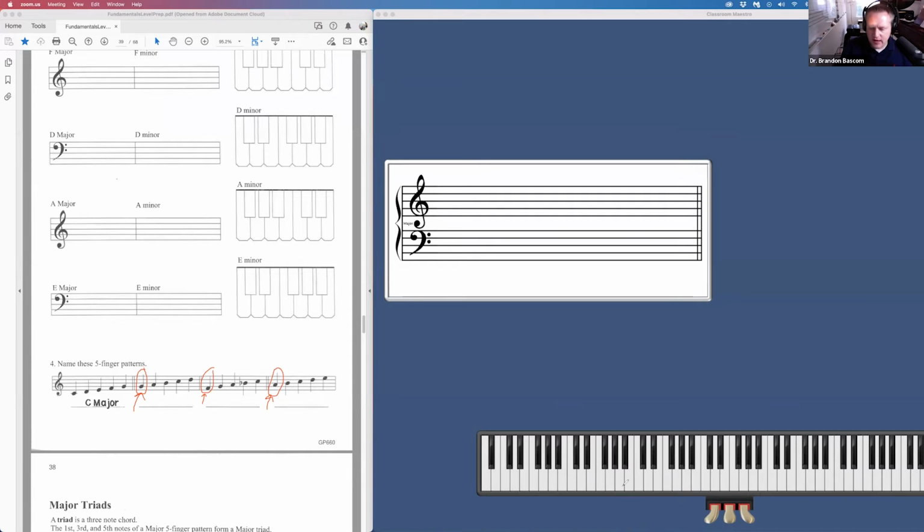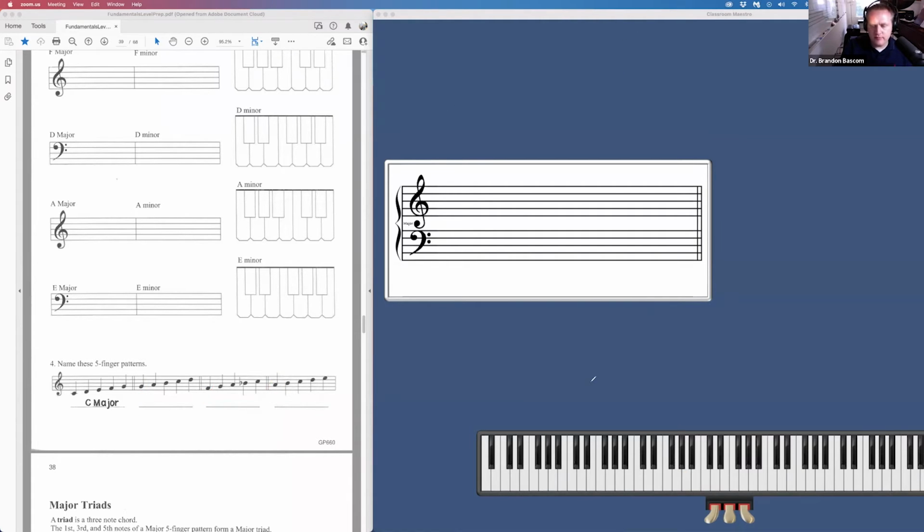So here we have an A. Next is a B. Followed by a C, a D, and an E. Which formula did we follow? First note, whole step, half step. Right there, we know it's a minor. Whole step, whole step. That's a minor 5-finger pattern.